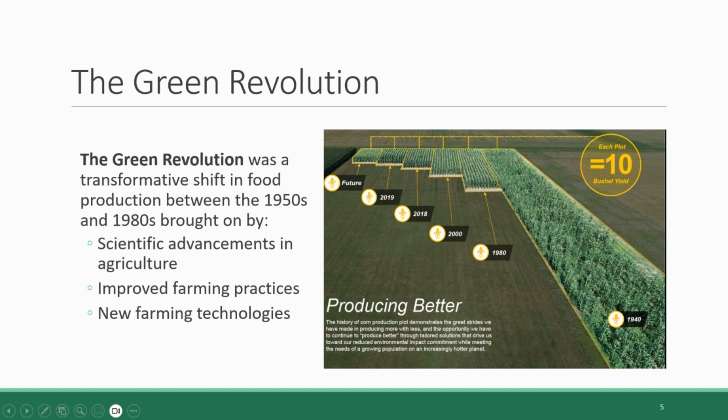The picture that you see here illustrates the difference in productivity in plots of land before and after the Green Revolution. So, pre-Green Revolution in 1940, the amount of land required to produce 10 bushels of corn is represented in that column on the far right. And by 1980, 10 bushels of corn was the yield of the much, much smaller plot that you see just to the left of it. Between 1950 and 1984, the world grain production increased by 200%, and that is thanks to a number of key innovations.